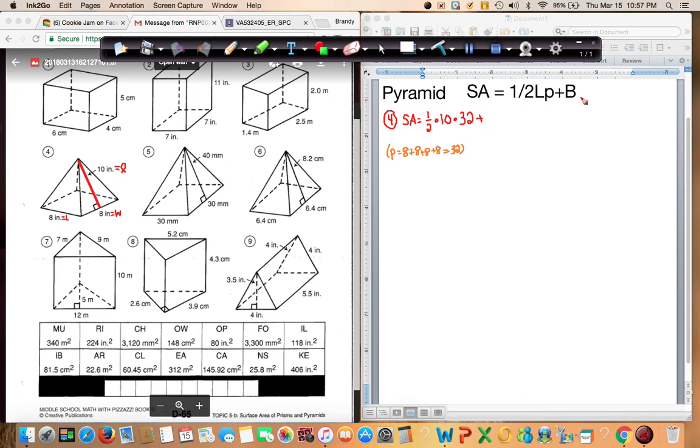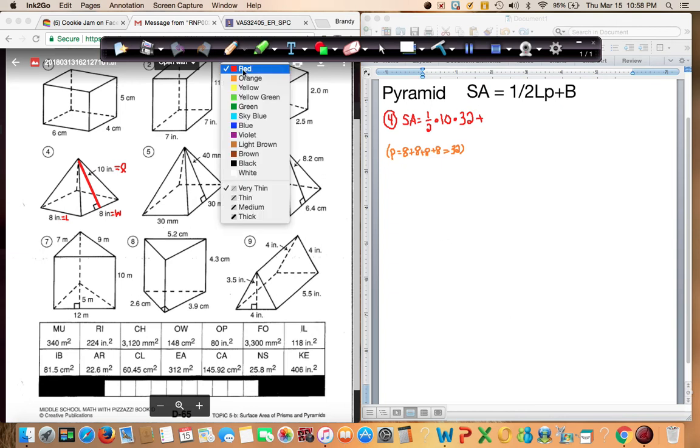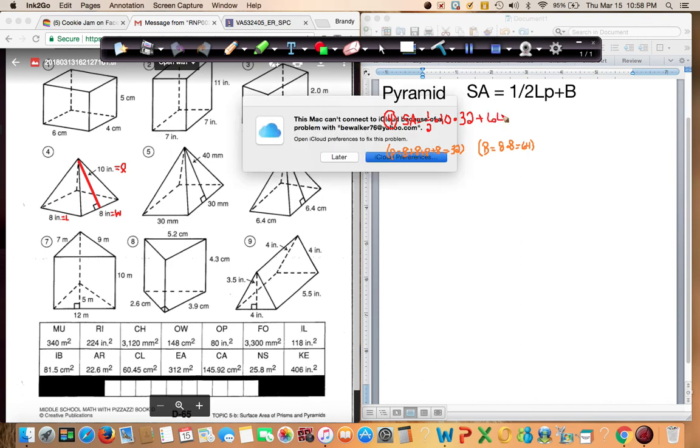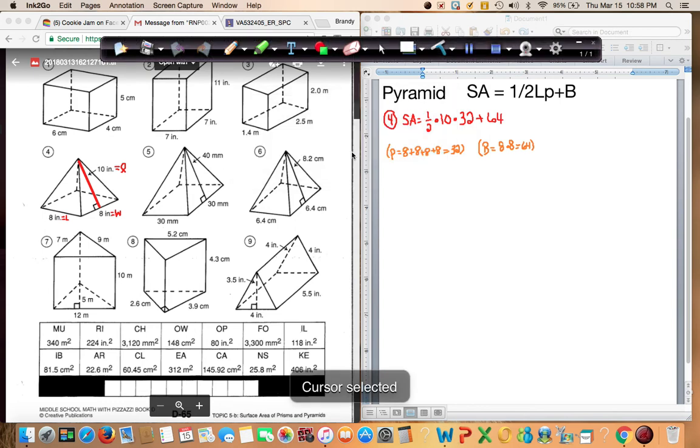And then plus, we have our big B, which is area of the base. So again, I'm going to change it to orange. And to find the area of the base, that's length times width, right? So we're going to have 8 times 8, which is going to give me 64. Alright, so I come back over here, and for my big B, I'm going to put 64. Oops, let me get rid of that, guys. Hang on. There we go.